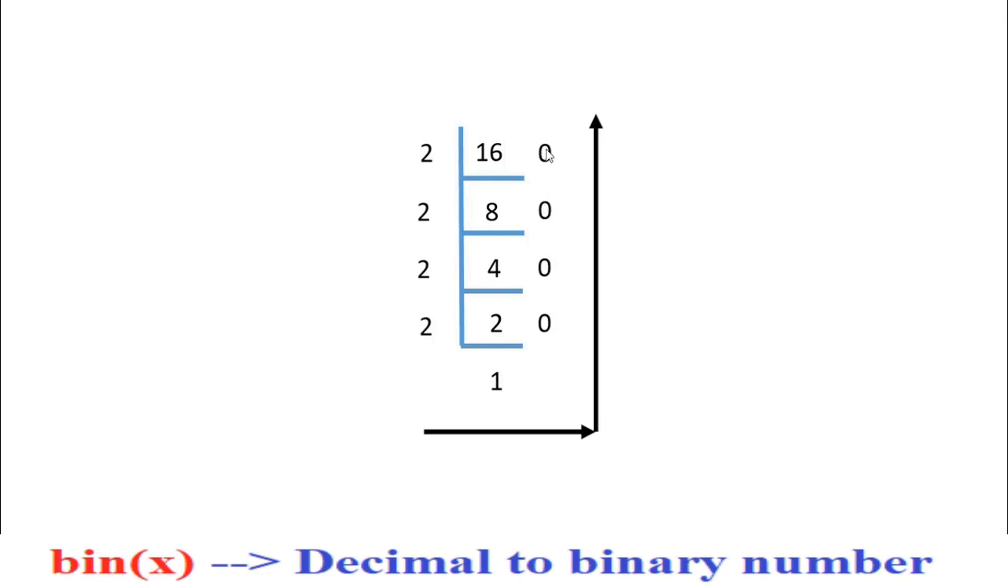So that's the reason we are reversing the final output. So this is about bin user defined function. Let us run the code and examine the output.